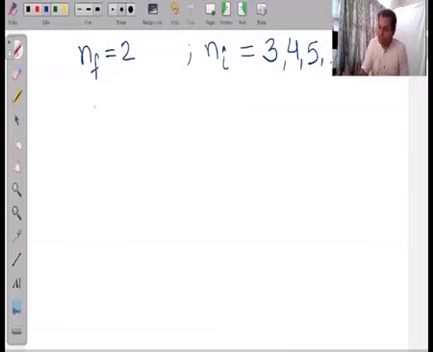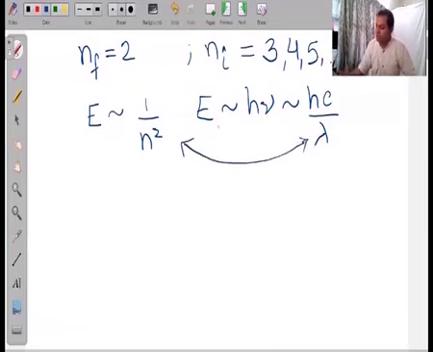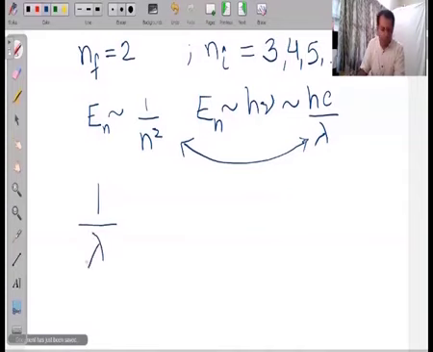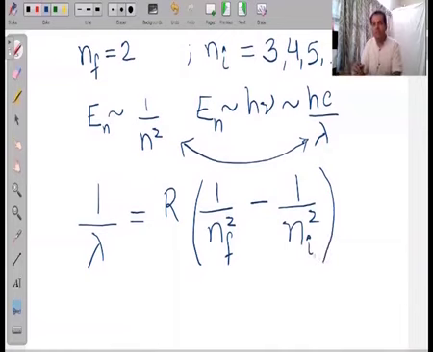So we will make use of this expression, which essentially originates from the fact that the energy levels scale as 1 over n squared, and E being h nu, and nu being c by lambda. So you can connect these for the nth energy level, and now we are looking at the difference of two energy levels. So from there, it follows that 1 upon lambda is equal to R times 1 upon nF square minus 1 upon nI square. So that's the general expression, and of course I should index this wavelength because this wavelength corresponds to the transitions only between these two levels. And R is your Rydberg constant.